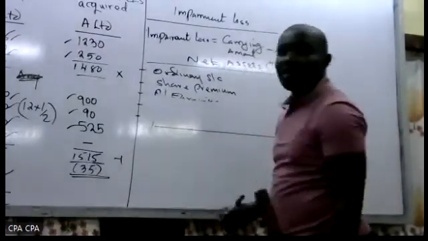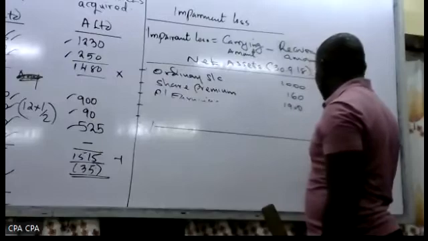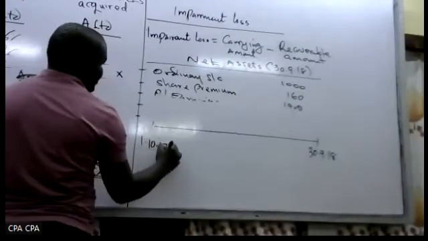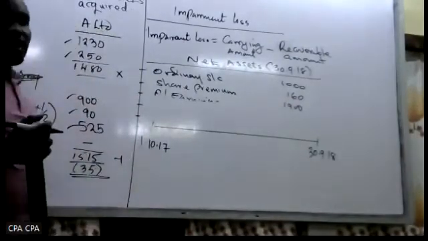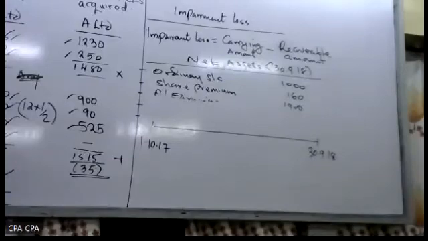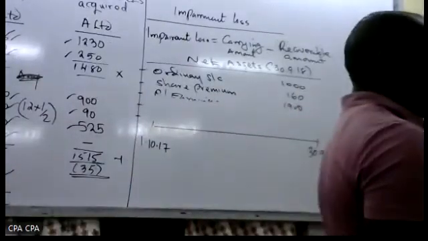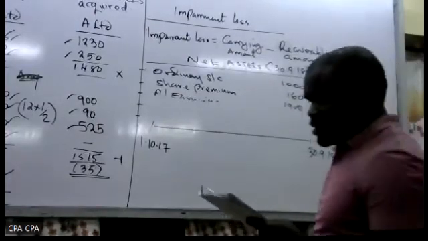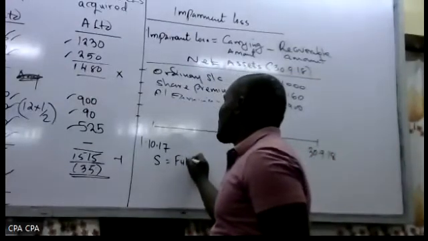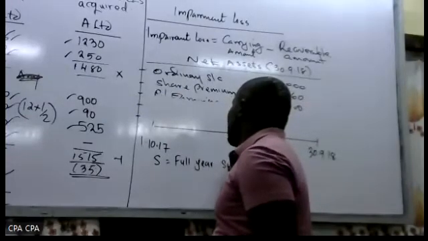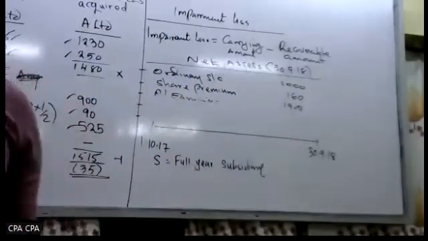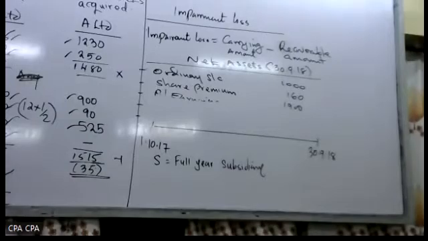So the year is ending when? 30th of September 2018. That one must start on 1st October 2017. So let's analyze those two subsidiaries. One, when was S acquired? Before we go to A, when was S acquired? October 2015. It means S is a full year subsidiary. It was there at the beginning of the year. It was acquired in 2015. So when we were starting the 2017, 2018 financial year, it was already there.